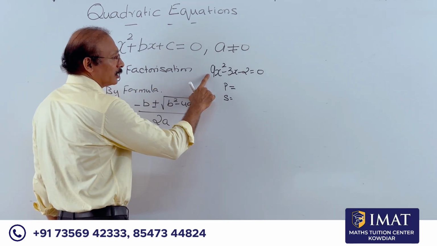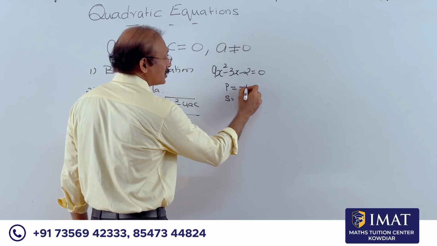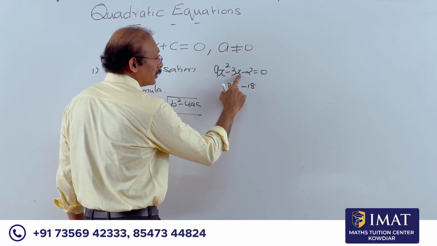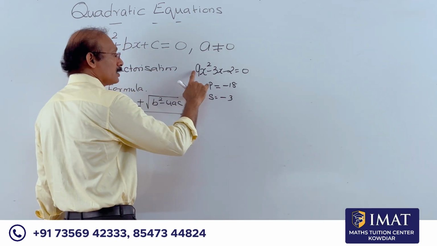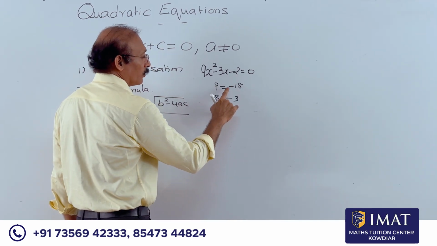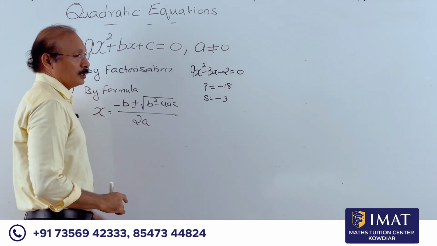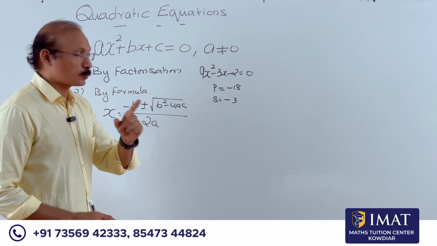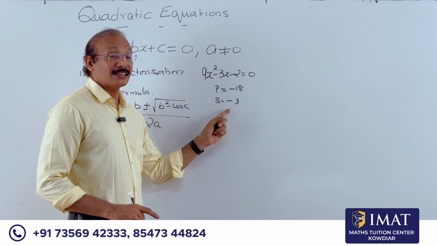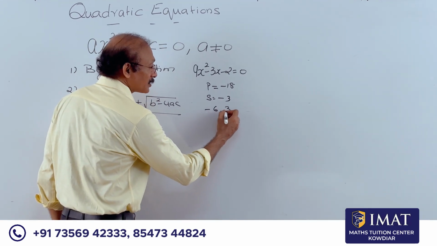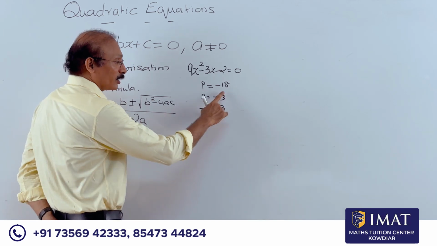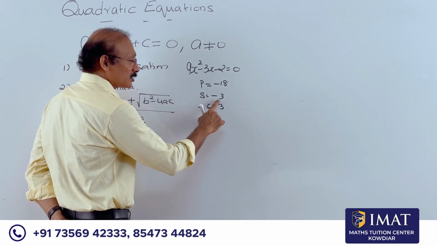What is the product? The product is minus 18. And what is the sum? The coefficient of x, which is minus 3. How did you get minus 18? It is 9 into minus 2. And what is the sum? The sum is minus 3. So now tell me two numbers whose product is minus 18 and the sum is minus 3. Isn't it minus 6 and plus 3? Minus 6 into 3 is minus 18. Minus 6 plus 3 is minus 3.